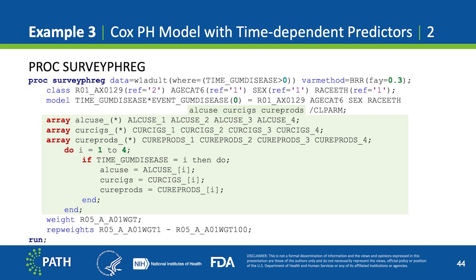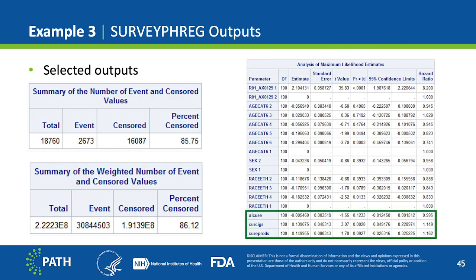Again, we add the sampling weights to the model. Once we have defined those time-dependent variables, we run the SURVEYPHREG model and get the similar model coefficient estimates. We have the unweighted and weighted censored events, and we got estimates for all our covariates in the model. You can see that, in addition to all the time-independent information, we now have the estimates for those 3 time-dependent covariates.